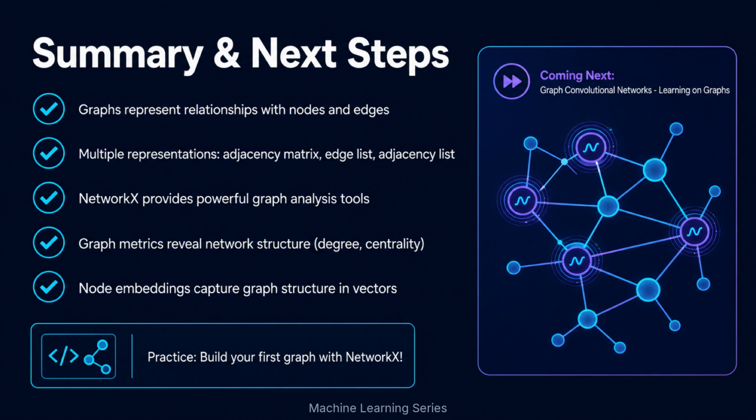Let's recap what we've learned. Graphs are mathematical structures representing relationships through nodes and edges. We can store them as adjacency matrices for dense graphs or adjacency lists for sparse graphs. NetworkX provides a comprehensive Python toolkit for graph creation and analysis. Graph metrics like degree and centrality reveal structural properties, and node embeddings like DeepWalk and Node2Vec convert graph structure into machine learning features.